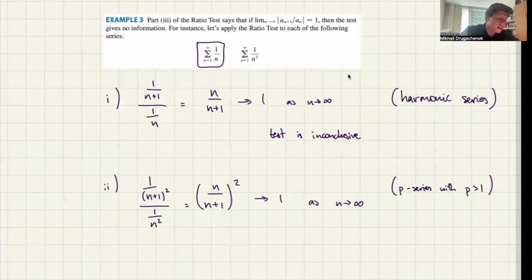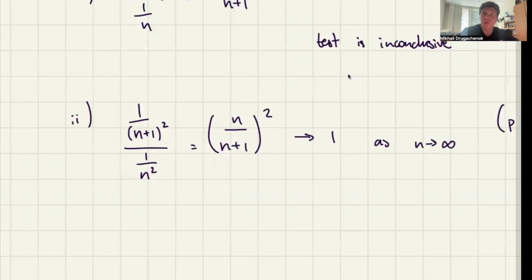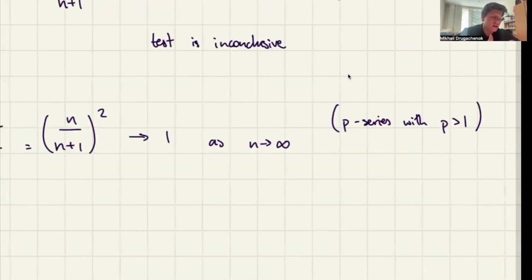Now, if we look at the second example, we have something similar where we get (n over n plus 1) to the power of 2. And as n approaches infinity, this expression approaches 1. We again see the test is inconclusive, and thus we can't determine the convergence of this series. However, we do know that it's a p-series with p greater than 1, and therefore this series is convergent.